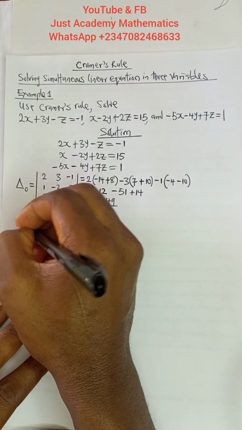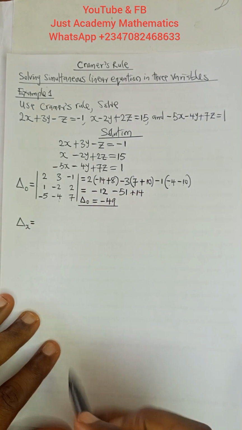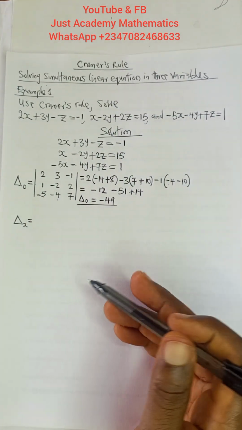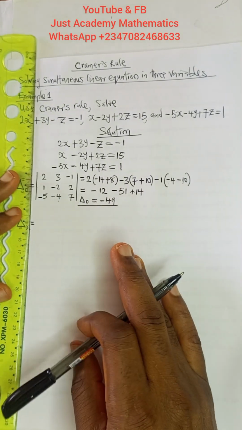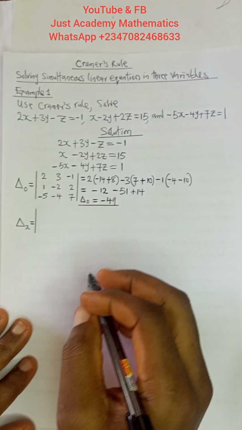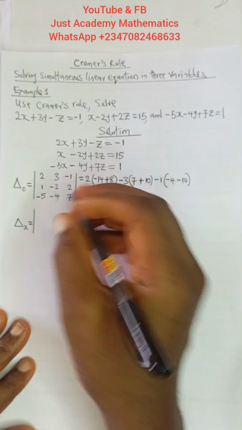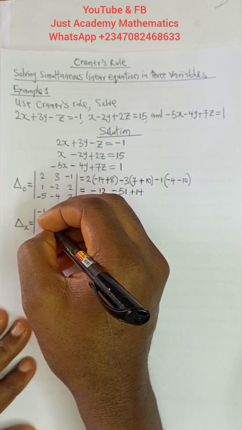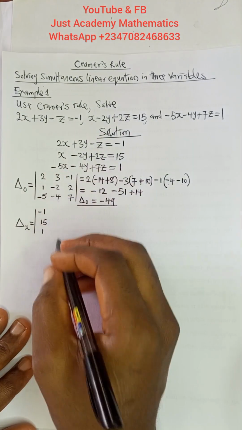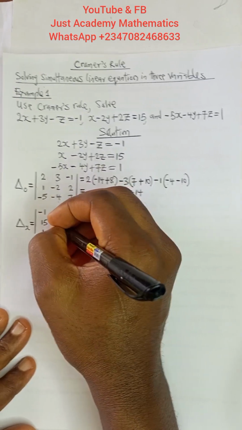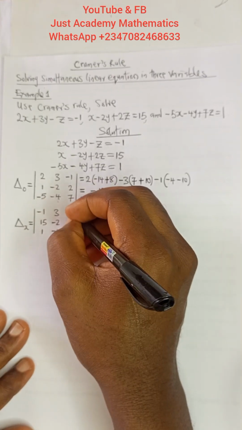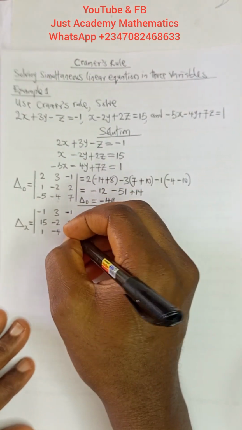Change in x. Just like change in 0, the difference now is that we're going to replace the x column with this constant. That is change in x. So we are solving for change in x now. And the x column, we'll replace it with what? Minus 1, 15, and 1. Then we retain y. Y still remains 3, minus 2, minus 4. And we retain z. Minus 1, 2, and 7.